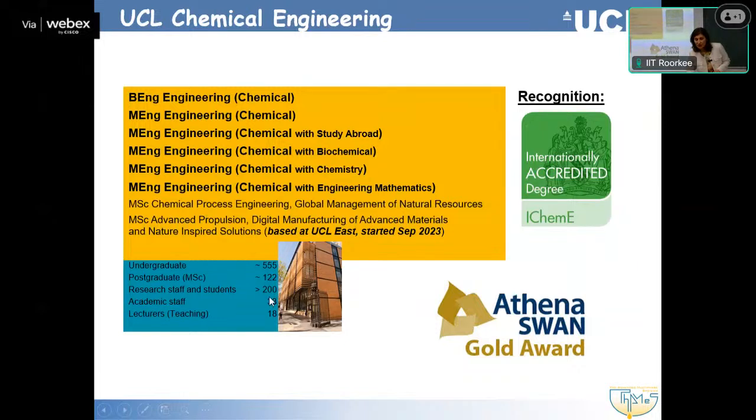Just to give you an idea of the size of the department, we have about 555 undergraduate students, 122 MScs, about 200 PhD students and research fellows, PDRAs. And at the moment, we have 33 academic staff and 18 lecturers teaching.